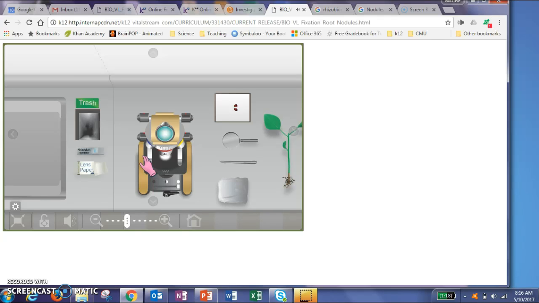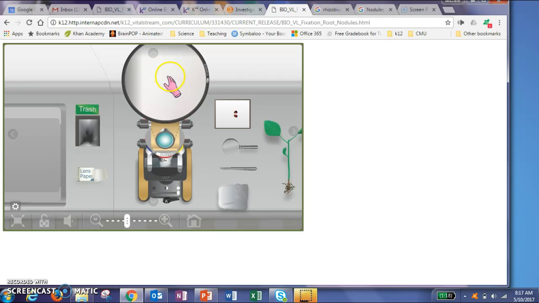All right, so my next thing is to pick up the slide and place it on the microscope. Then, look what I'm seeing. Let's see if I move it around. I'm still seeing pretty gray, so that means I need to use my focus. Oh, look. Looks like coarse focus, fine focus.